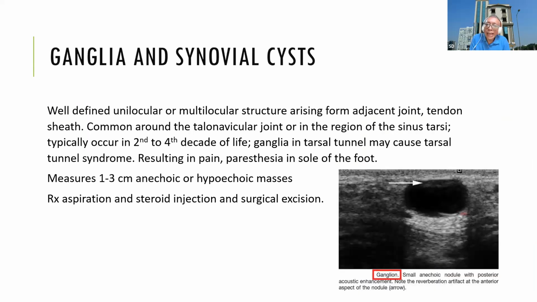Like in any other place, like in the wrist or hand, ganglia and synovial cysts are also common in the ankle and especially in the foot. Here also it is basically a well-defined unilocular or multilocular structure that can arise from the joint, capsule, or tendon. So these are the ganglia, and you can easily identify them. It's a well-defined unilocular or multilocular structure with anechoic fluid inside. The commonest site is at the talonavicular joint or at the level of the sinus tarsi. These ganglia are common in the second to fourth decade of life.